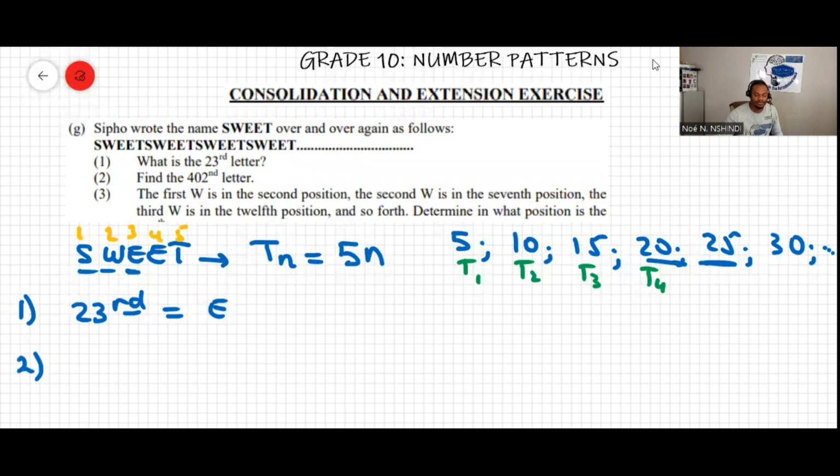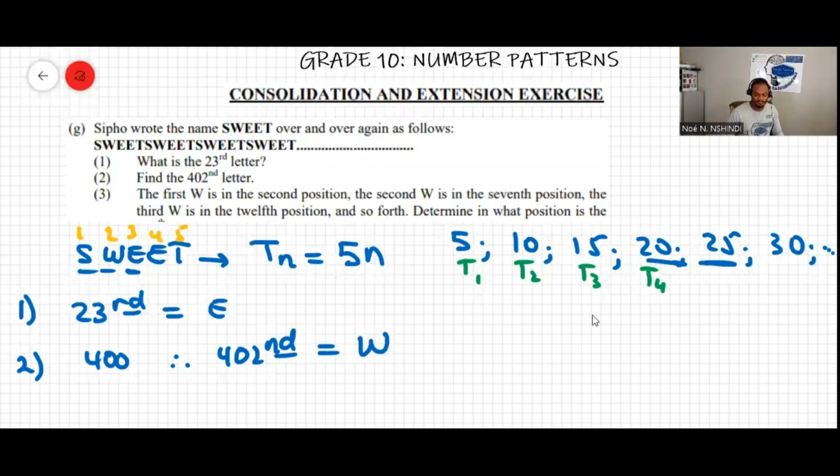Now the second question says find the 402nd letter. I know because we're counting in 5s, I have 402. 402 is not a multiple of 5, but 400 is. So we know that after 400, the 400th letter will be the end of the word SUITE, and then the remaining 2 will be the first 2 letters of the word SUITE. Over here, in this case, it's U because you count 1 and 2. So therefore, the 402nd letter will be U.